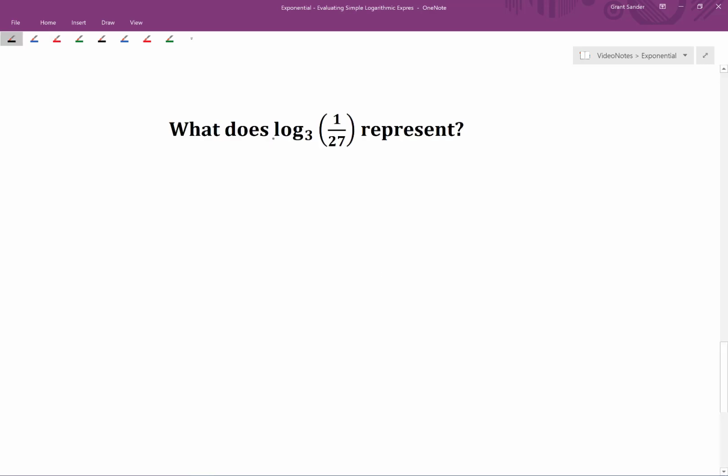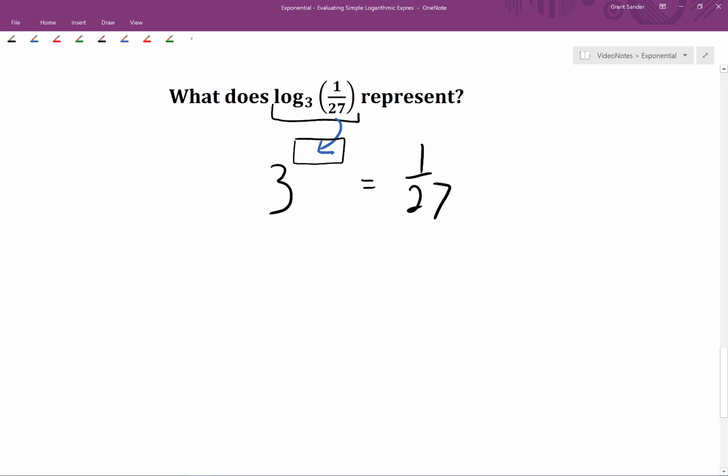Consider the expression log base 3 of 1 divided by 27. This means that if we have a base of 3 raised to some exponent and it gives us a value of 1 over 27, then this logarithmic expression represents that value. So 3 to what exponent gives us a value of 1/27th?